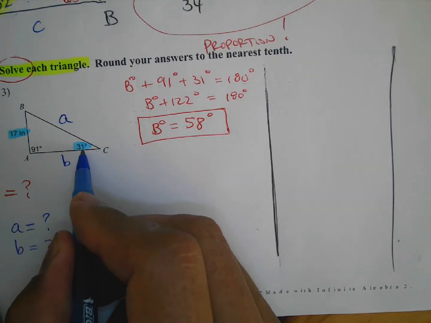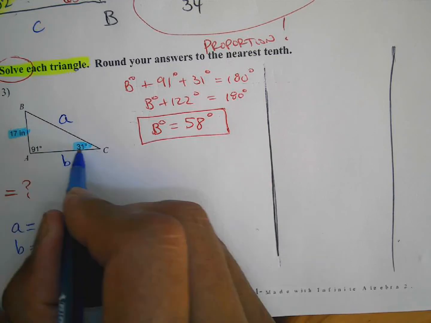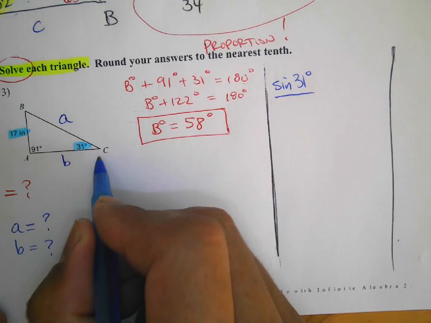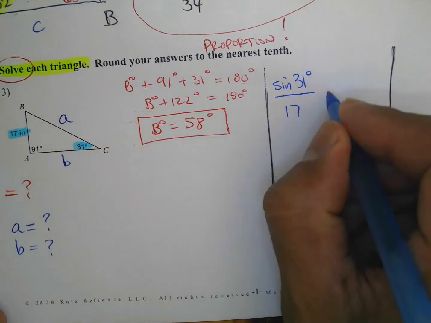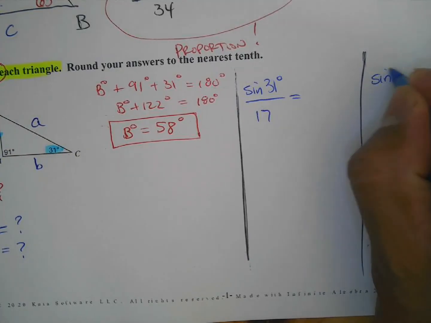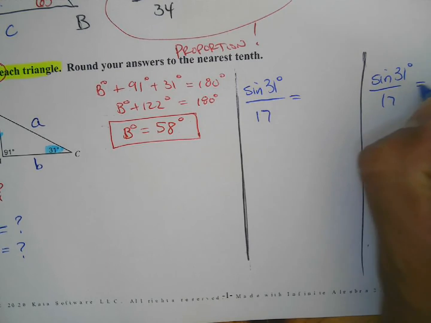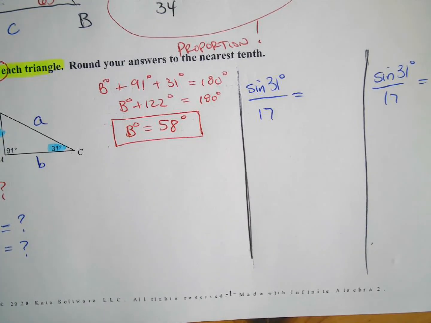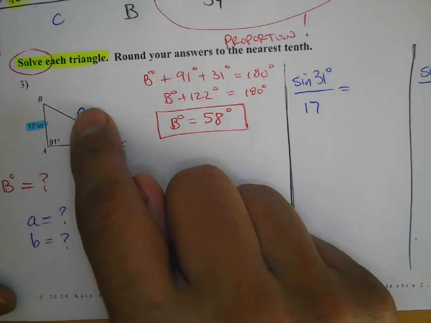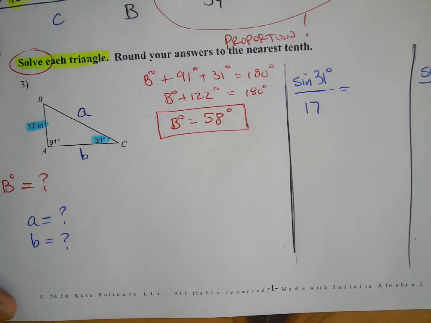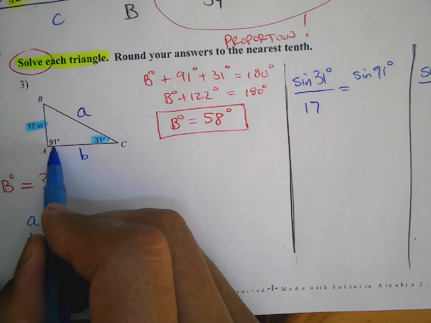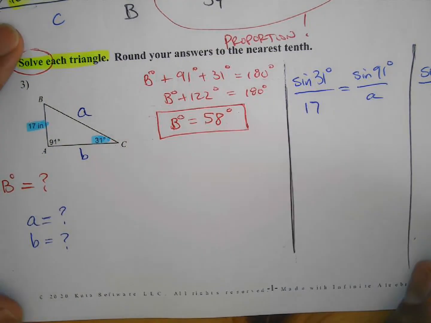So I'm going to say sine of 31 over what? 17 is equal to, and I'm going to use the same one for the other one. Sine of 31 over 17 is equal to. Right? You're going to use the angle on the side that you got. But for side A, you're going to use what? Is equal to what? Sine of 91, right? Because I'm doing A, 91 over A.